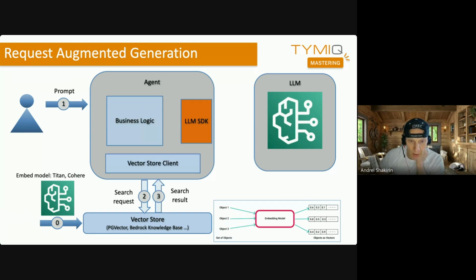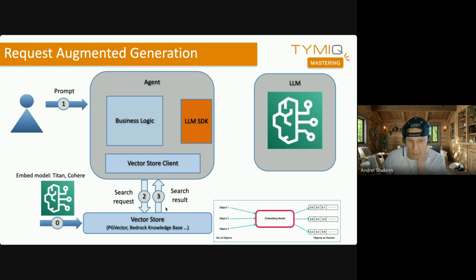What happens next? The agent has a prompt from the user, and before communicating with the model, it searches for this prompt in the vector store. Could be PG vector or AWS Bedrock or S3, any kind of vector store that's supported, and it gets some search results. So either it finds some information that correlates with the prompt or not. It could also be the case that it finds nothing, and then it cannot help.